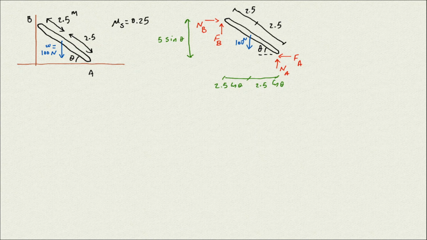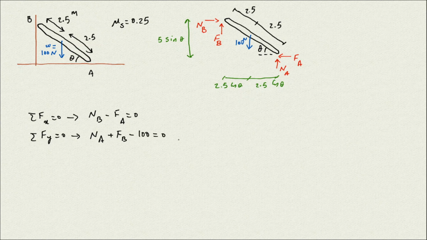Now if I go ahead and start to write the equilibrium equation, the very first equation I can write is the sigma Fx is 0. What I have here is NB in the positive direction, and FA, and it's going to be 0. For the sigma Fy is 0, I have NA as positive, and then FB also positive, and then I have the weight, which is negative. It's going to be 0.